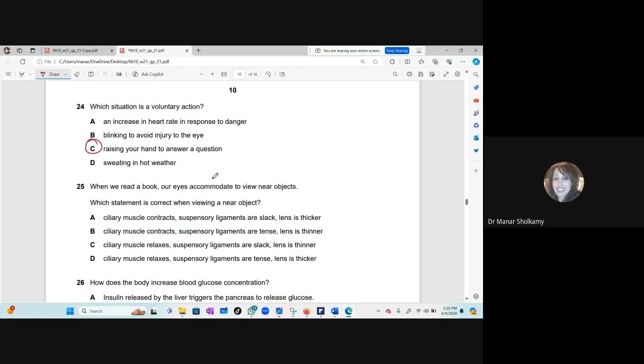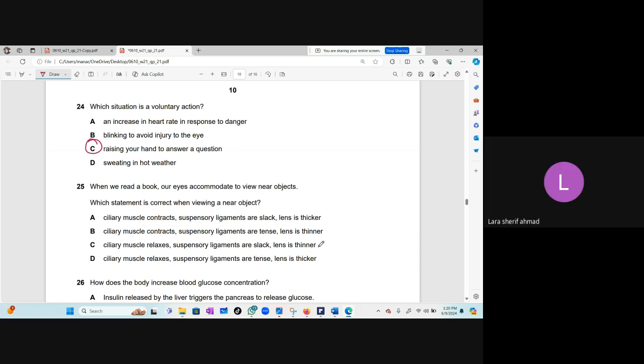When we read a book, our eyes accommodate to view near objects. Which statement is correct when viewing a near object? Ciliary muscles will contract, suspensory ligaments are slack, and the lens is thicker. Ciliary muscle will contract, the suspensory ligaments are tense, and the lens is thinner. Ciliary muscle relaxes, suspensory ligaments are slack, and the lens is thinner. Or ciliary muscle will relax, the suspensory ligaments are tense, and the lens is thicker.